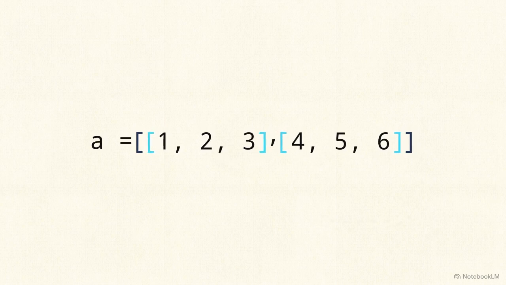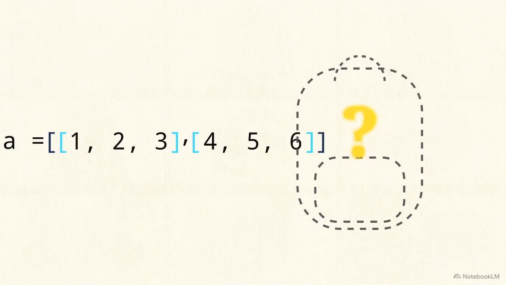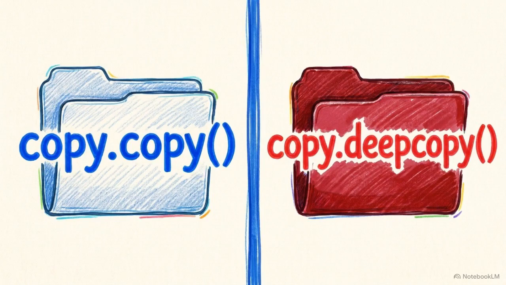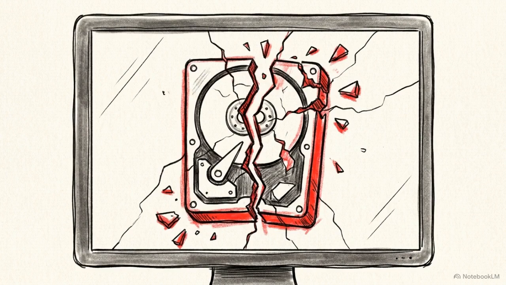Eventually, you will need to duplicate this entire setup. You want a second backpack to experiment with, without accidentally messing up the snacks inside your first one. Python gives us two different commands to copy data. Depending on which one you choose, the results are completely different. If you tell the computer to simply copy a nested list, it does exactly what you ask, but not as thoroughly as you assume. You have to be specific. Otherwise, you risk accidentally destroying your original data.